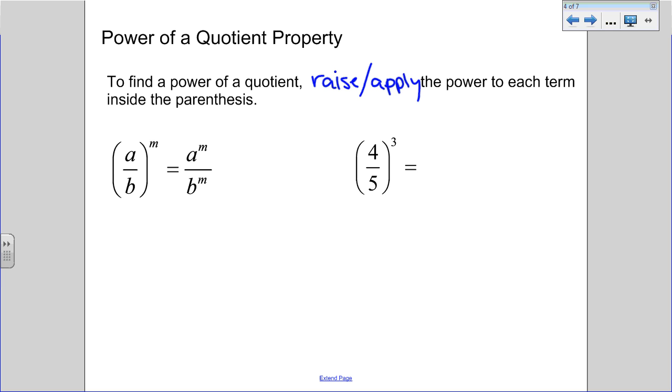We saw that with our multiplication rule, guys, where everything inside the parentheses got the power. We just need to keep that in mind for division, that we do that to both the numerator and the denominator. So if we take a look at this example, this is going to be 4 to the third divided by 5 to the third. Now here we may have to start getting our calculators out. Fortunately, I know this is 64 and this is 125.